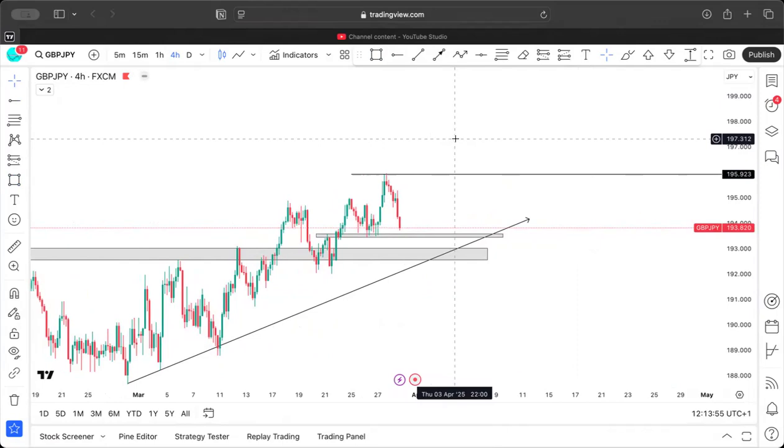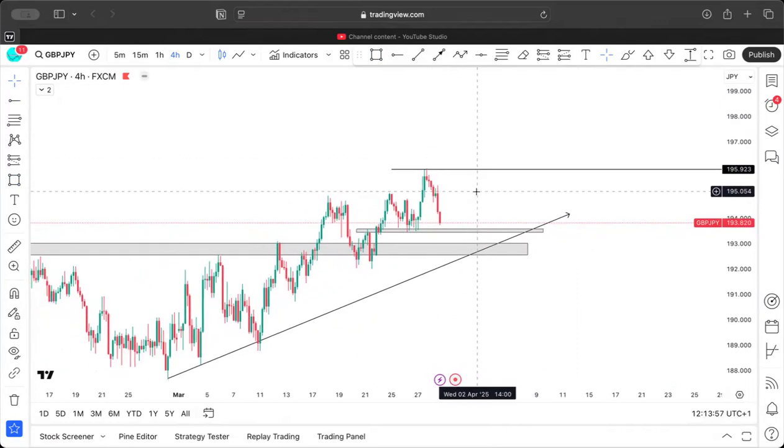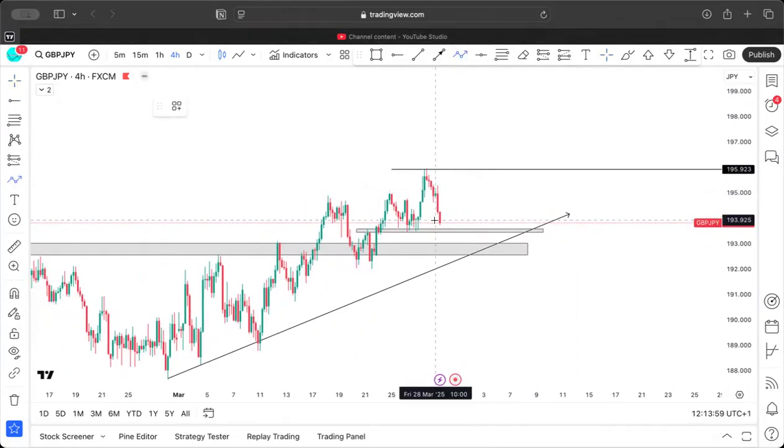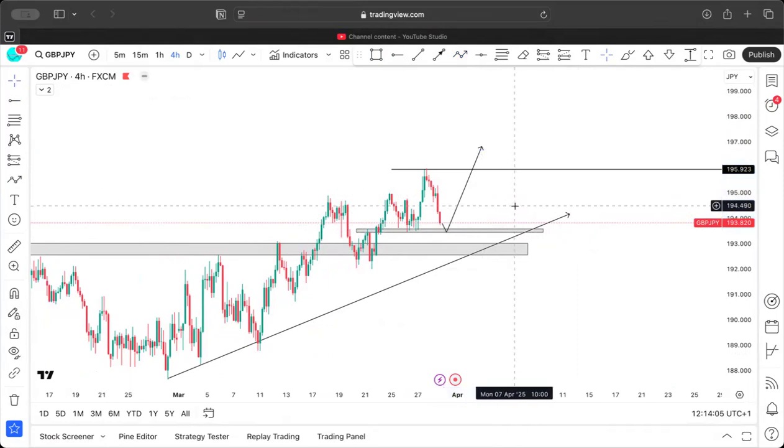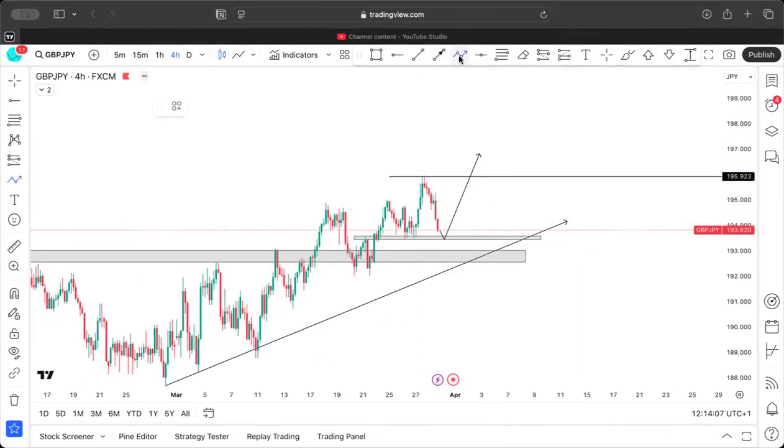Currently, what I will be waiting to see on GBP/JPY is for it to come back and tap into this zone. Then during the London session, I want to see volume to continue to the upside. Or it will still be okay for me to start looking for buying opportunities around here, or when the market taps back into this level, retesting it to continue this bullish move.